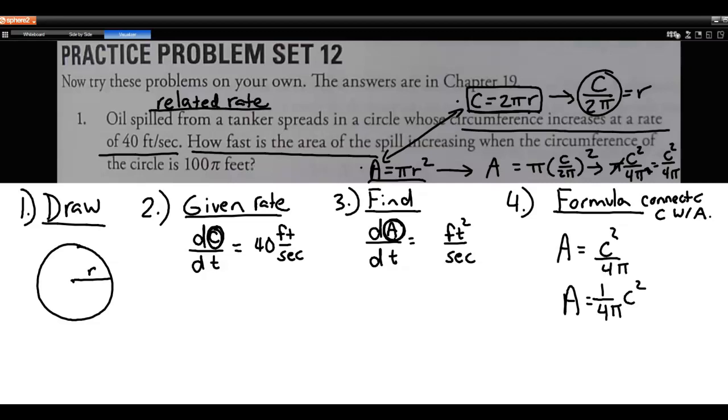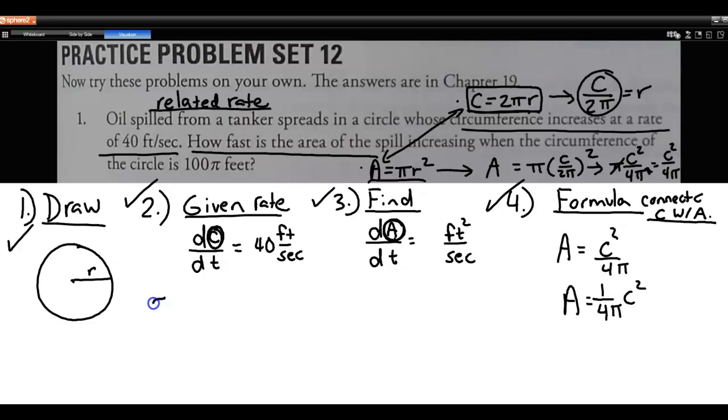But let's review really quick. Step 1, draw a picture. Step 2, identify your given rate. Step 3, identify what rate you're trying to find. Step 4, find a formula that connects the variables that you care about, in this case C and A. So we had to be a little creative and create our own out of the ones that we already know. All right, let's move on to the next step.